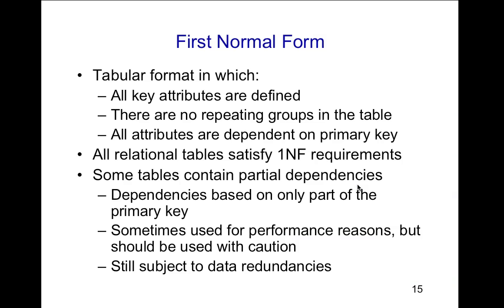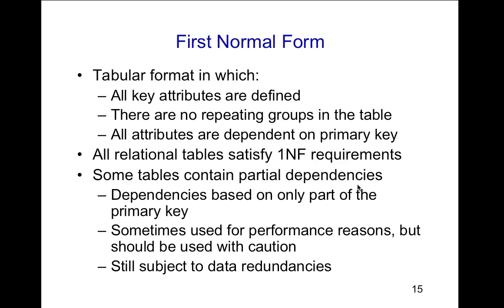So the first normal form, the tabular format, we saw it already. All key attributes are defined. No repeating groups in the tables. All of the attributes are dependent on a primary key. Don't really have that yet in our format. And all of the relational tables satisfy first normal form requirements, meaning that they meet that criteria.